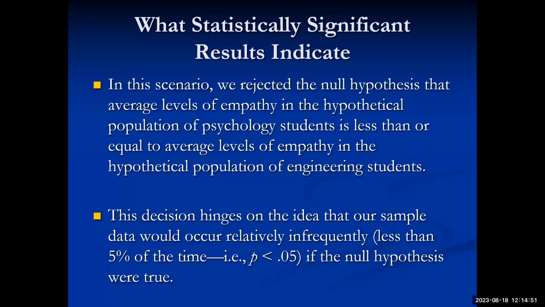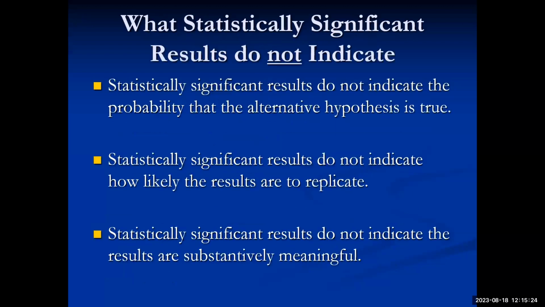What do statistically significant results indicate? Okay, so here we're going to reject the null hypothesis that average levels of empathy in our hypothetical population of psychology students is less than or equal to average levels of empathy in the hypothetical population of engineering students. This decision to reject the null hypothesis hinges on the idea that our sample data would occur relatively infrequently, in this case less than 5% of the time, p less than 0.05, our criterion for statistical significance, if the null hypothesis were true.